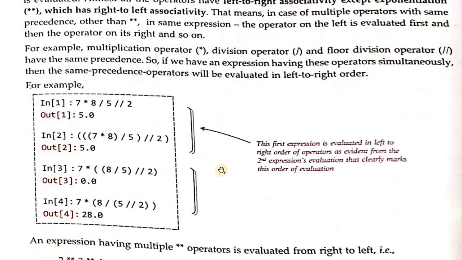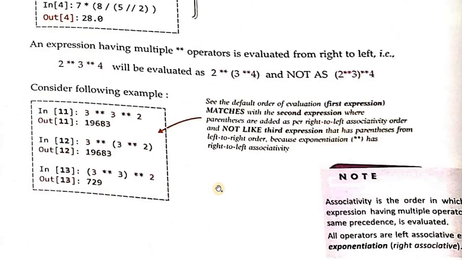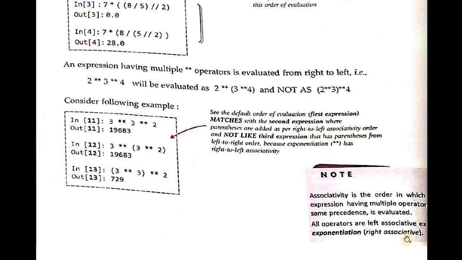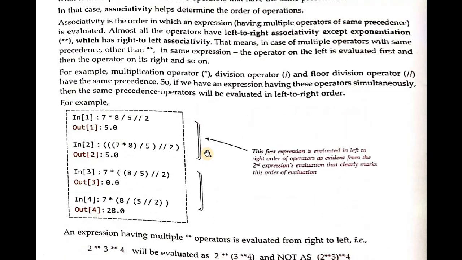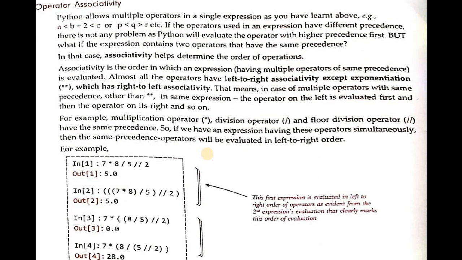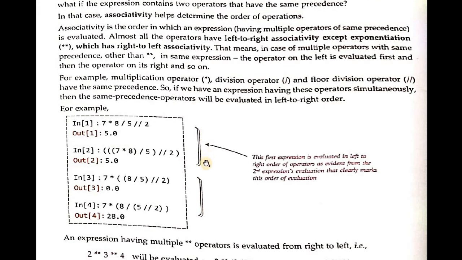Okay, this is the example. I'll show you the definition of this. Associativity is the order in which an expression having multiple operators of the same precedence is evaluated. All operators are left associative, except exponentiation. The exponentiation operator has right to left associativity. I'll show you with the example. This is the example given here.